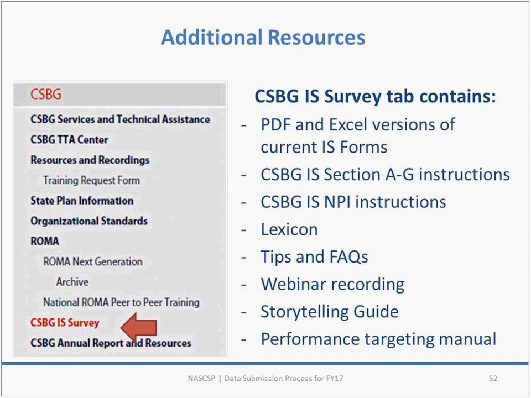Some resources that might be useful to you are, of course, this webinar and the slides, the different versions of the IS form, the instruction manual. There's also a lexicon on that page. We also have a storytelling guide, which may help guide you all as you're putting together your Section D forms. And we have a performance targeting manual. And again, it's all under the CSBG IS survey tab on our website.